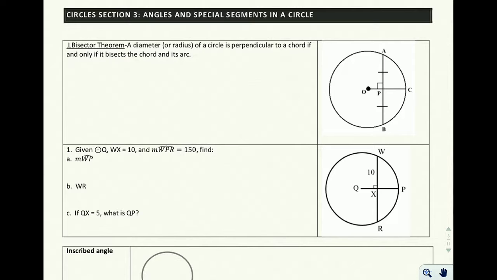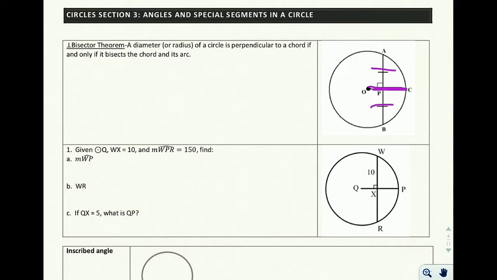Whenever we have a radius of a circle, so you can see here we have the radius of a circle, it is perpendicular to a chord. Remember, a chord is a line that goes through the circle, touches both ends, not necessarily in the middle, if and only if it bisects the chord and its arc. So this is only going to be perpendicular when these two halves are the same length. And by the same idea, if these two are the same length, we will know that it intersects at a perpendicular, at a 90-degree angle.